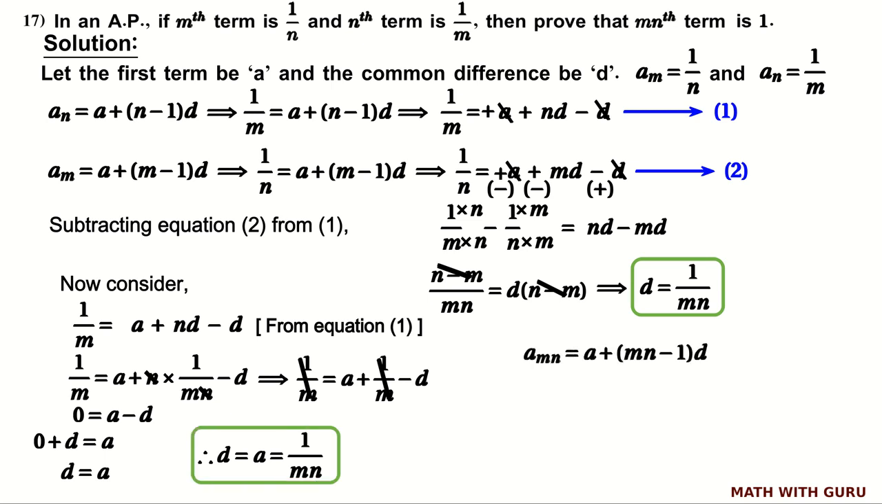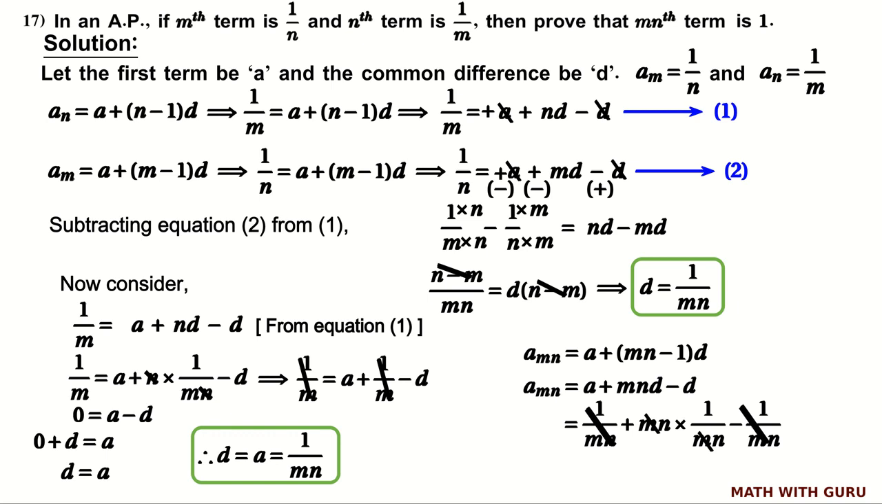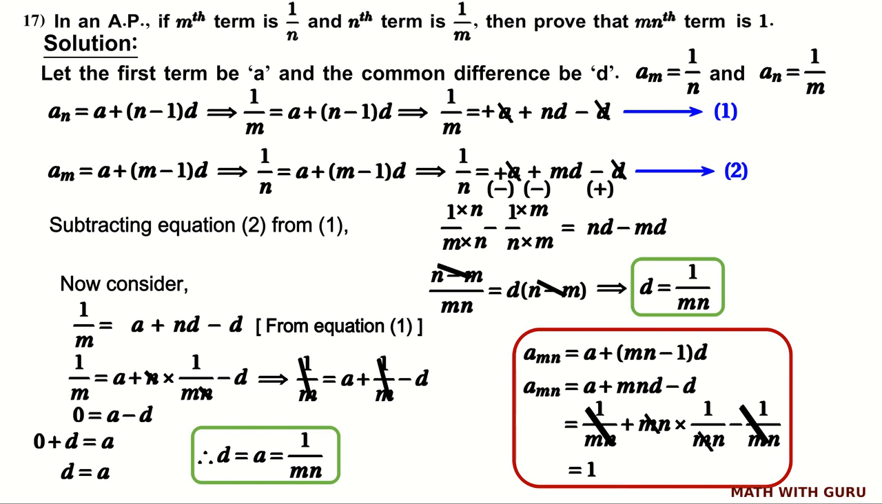a_mn equals a plus (mn minus 1) into d. a_mn equals a plus mnd minus d. A is 1 over mn plus mn into d, which is also 1 over mn, minus 1 over mn. mn and mn get cancelled. 1 over mn minus 1 over mn, the sum is 0. Therefore, what remains? 1. Here we got the result.